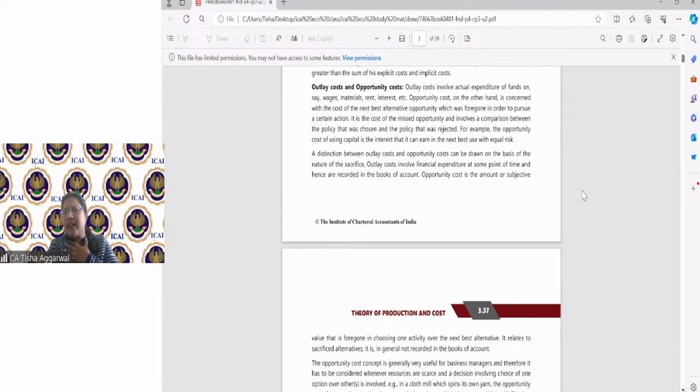If I'm studying for the chartered accountancy course, I'm sacrificing a 10,000 job. Why? Because I know down the line, 5 years later, when I become a chartered accountant, I will get a job of 1 lakh rupees. So by sacrificing that 10,000, I'm gaining 90,000 more and I will get an income of 1 lakh rupees. That is an opportunity.